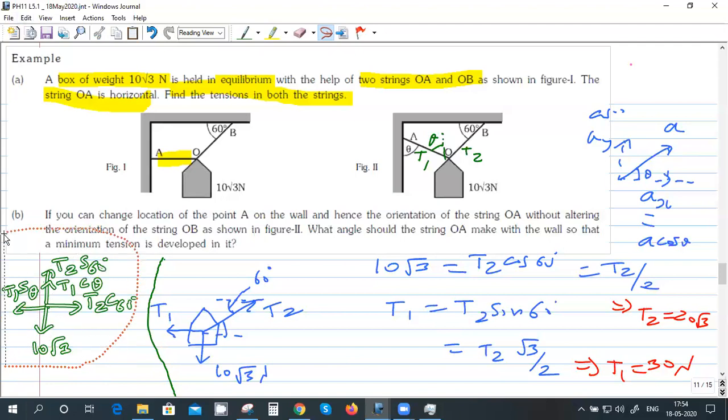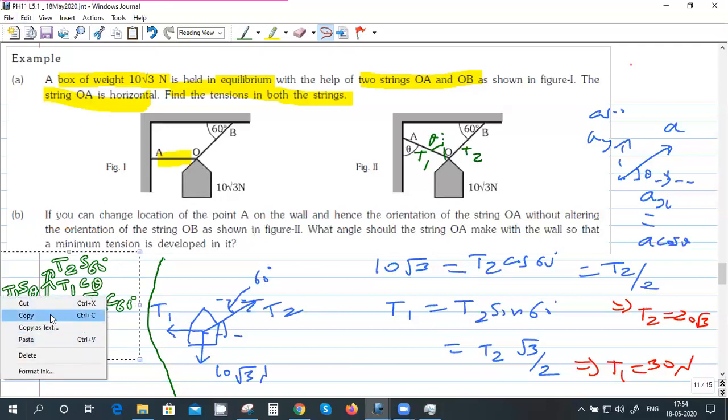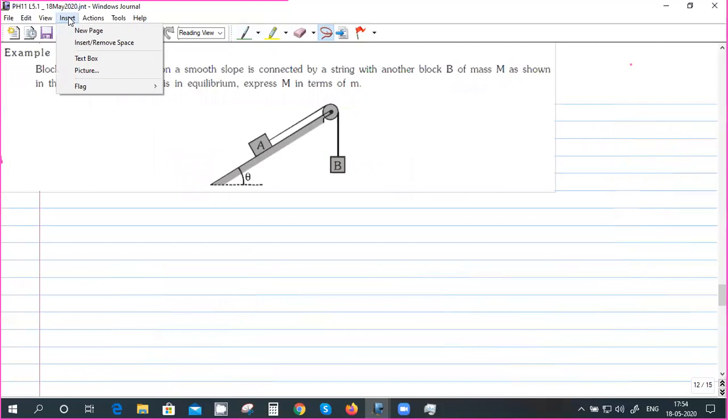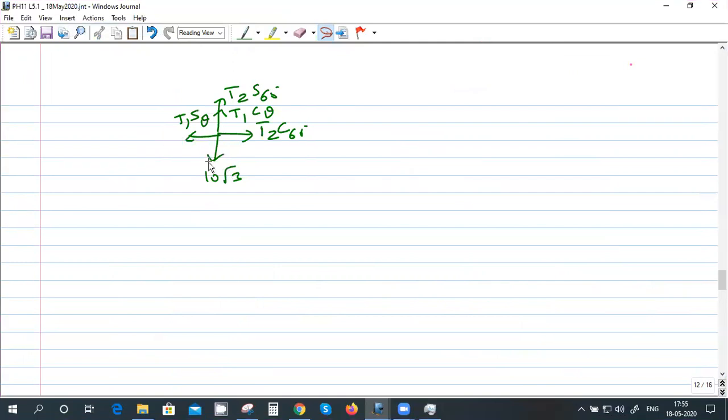So can you write these two equations, one in the vertical direction and one in the horizontal direction, and you have to find the condition for the minimum tension. For T1 to be minimum. So you have to find the value of theta for which T1 is minimum. So just write the two equations.